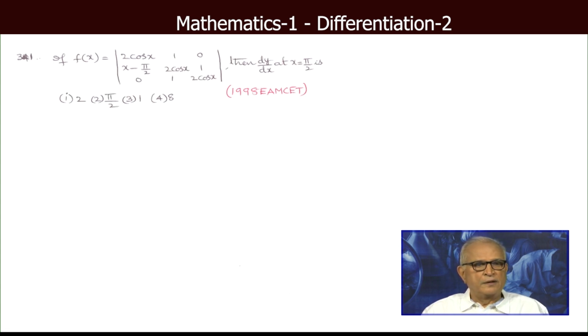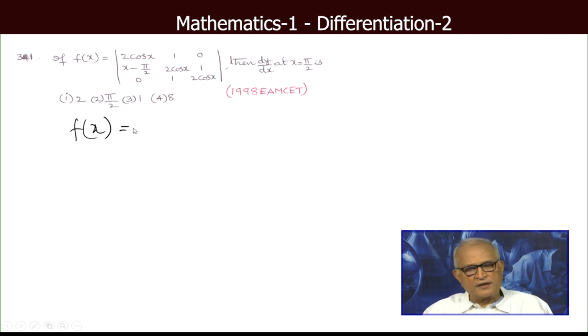Next. Here, f(x) is given in the determinant form. It is a mix of determinants, algebra and calculus. Instead of giving f(x) directly as a function of x, he preferred to give it in the form of a determinant. So, you have to write the cofactor expansion of the determinant to know what actually the form of f(x) is. Then you have to differentiate and find the derivative at the given point x equal to pi by 2.